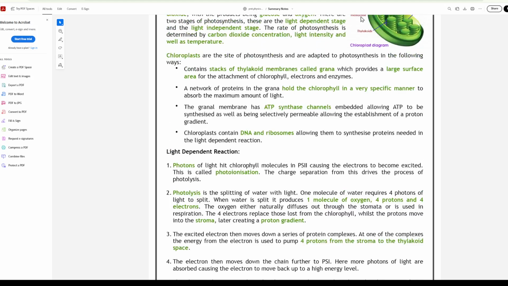A granule membrane has ATP synthase channels allowing ATP to be synthesized, as well as being selectively permeable, allowing the establishment of a proton gradient. Chloroplasts contain DNA and ribosomes, allowing them to synthesize proteins needed in the light-dependent reaction.